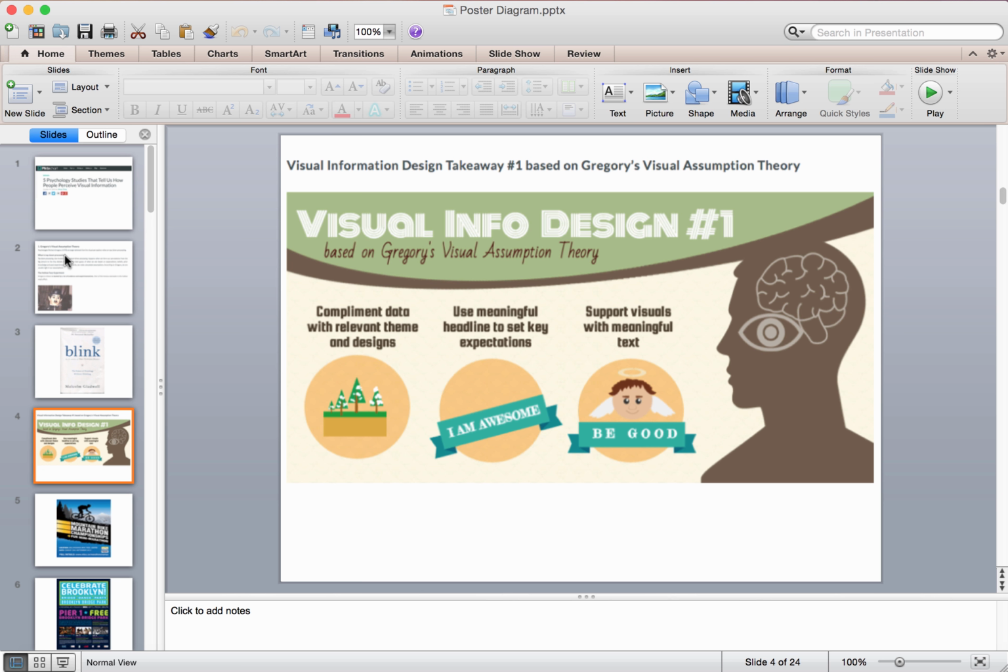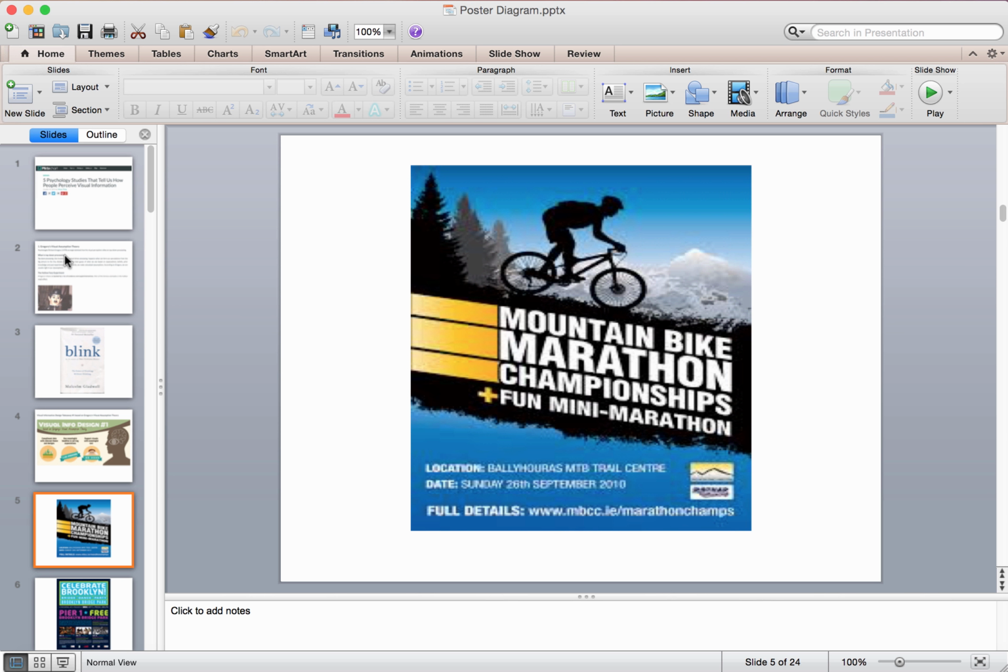There's going to be these visual takeaways from each section in the article, and the first one is complement your data with relevant themes and designs, use meaningful headlines that set expectations, and the visuals are going to help support the content in your poster and also in the poster that you evaluate. So using strategies to immediately set an expectation will set the tone for what your poster is about.